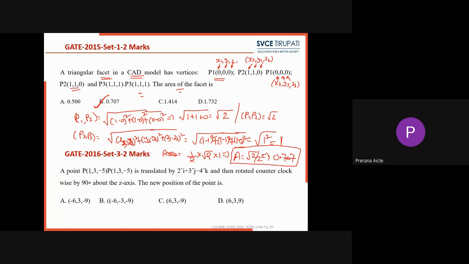Here also a point P is 1 comma 3 comma minus 5. The second point is 2 comma 3 comma minus 4, rotated about the z axis. The new position of the point is 6 comma 3 comma minus 9.